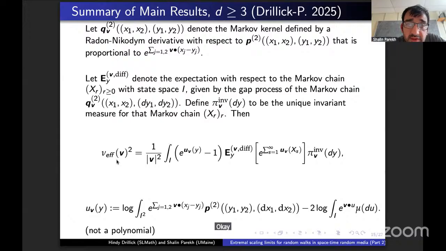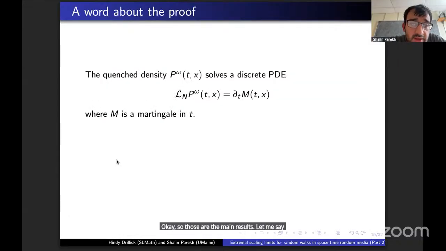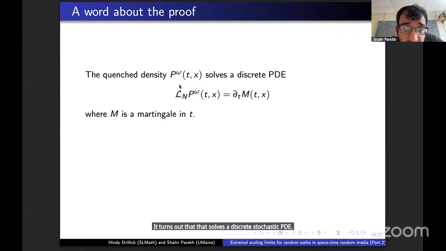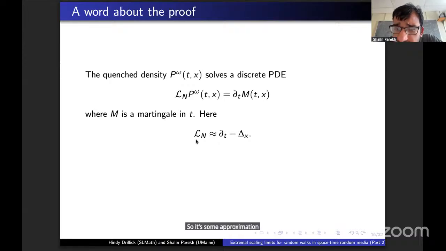Okay, so those are the main results. Let me say a quick word about the proof. So if you look at this quenched density and you multiply by those constants, C, N, T, X, it turns out that that solves a discrete stochastic PDE, which is of this form, okay? And this Ln is a discrete heat operator, okay? So it's some approximation of the usual heat operator, which might depend on your lattice, okay? And this M is a martingale, okay? So this is really the key idea behind all of our proofs.